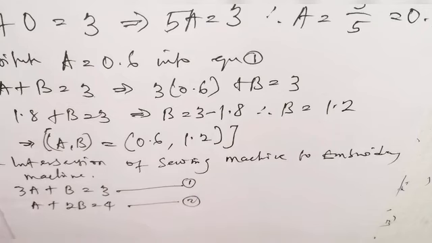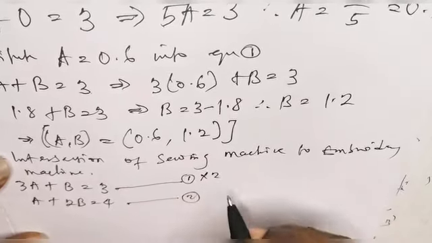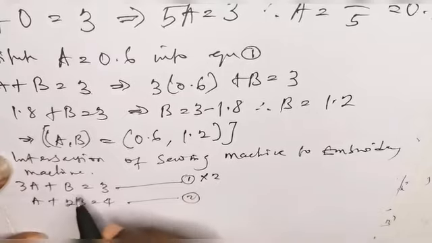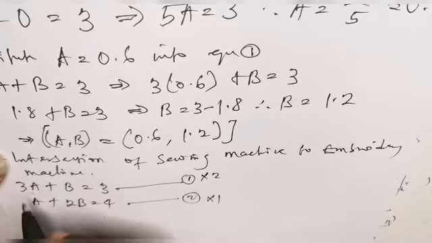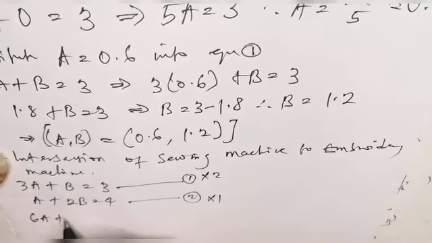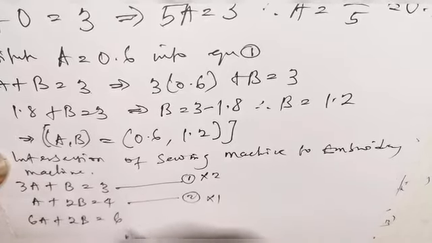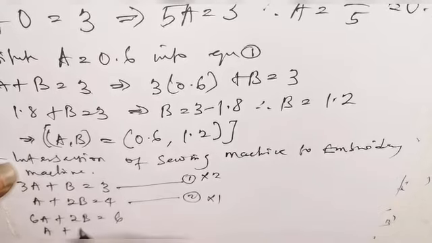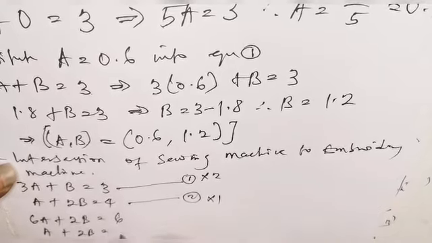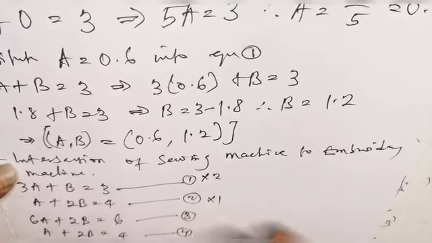So I can still choose the elimination method. Let me eliminate b. Since the coefficient of b in equation 2 is 2, I'll multiply equation 1 by 2 and multiply equation 2 by 1, which is the coefficient of b in equation 1. If I do this, 2 times 3a gives me 6a, plus 2 times b gives me 2b, and that's equal to 2 times 3, which gives me 6. Same thing, 1 times a remains a, plus 1 times 2b remains 2b, equals 1 times 4 remains 4. So this is equation 3 and this is equation 4.